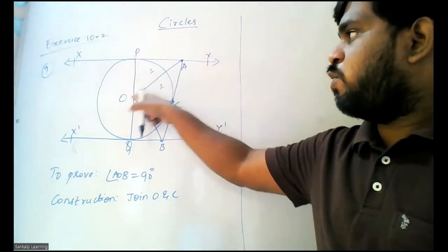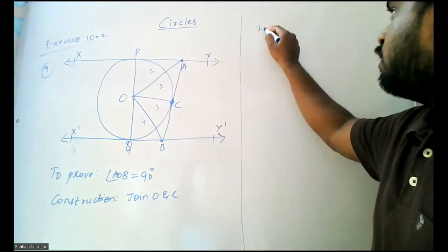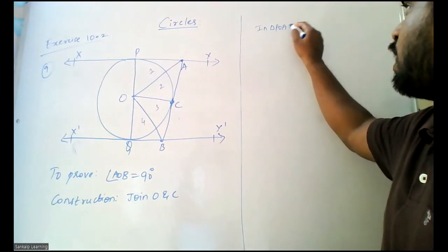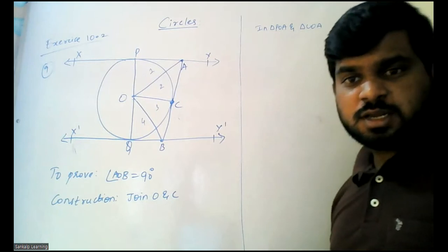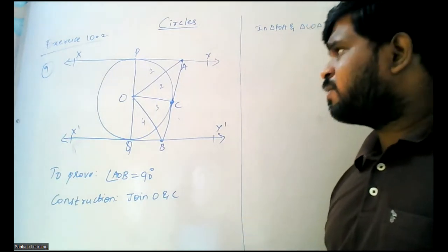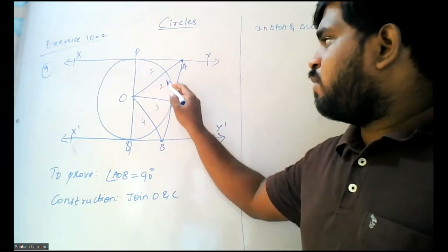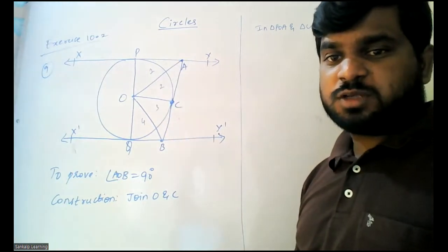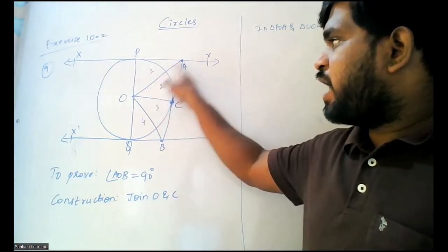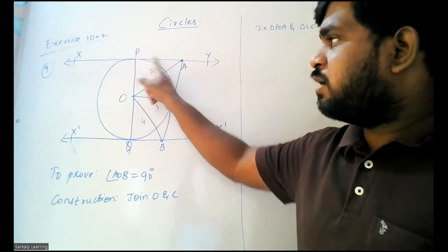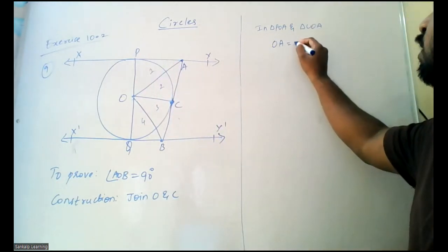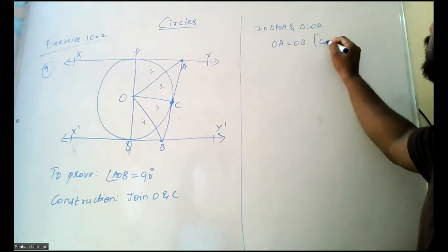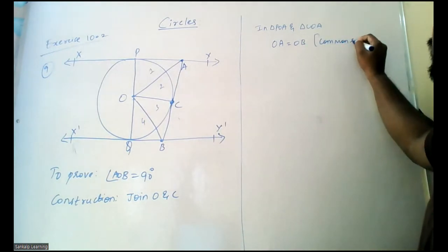That is POA and COA. In triangle POA and triangle COA, let's try to prove it is congruent. Very simple. Just observe. In this triangle 1 and triangle 2, you have to just try to prove it is congruent. In 1 and 2, OA is common, right? OA belongs to 1. OA also belongs to the second triangle. So OA equals OA, common side. Very simple.